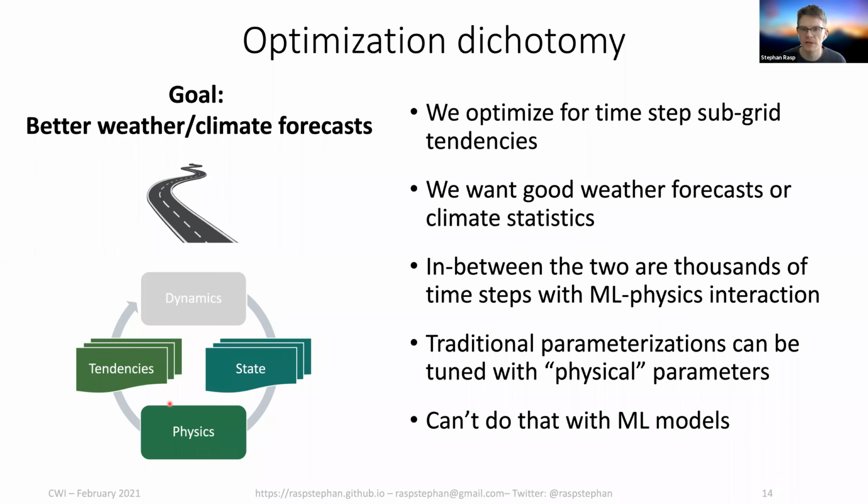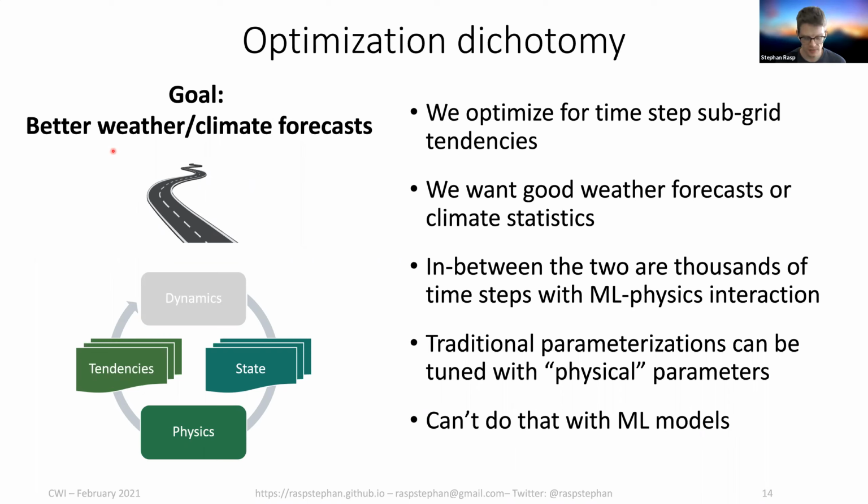Now, you cannot do this with machine learning models. The neural network that we had in our study had 500,000 parameters. They're all physically meaningless. You cannot just start tuning those. And so we currently do not have a great way of tuning machine learning models to actually do well on what we want them to do well on. And so this is sort of, I think, the crucial problem that we have in this research area.